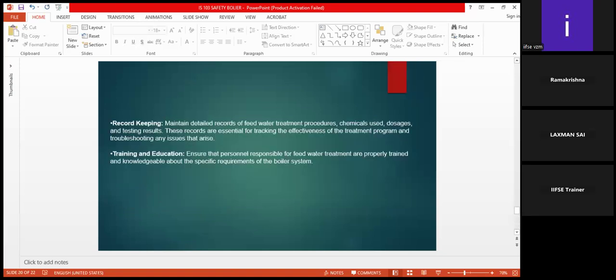Then record keeping again. Regarding the water treatment also, we have to maintain detailed records for the feed water treatments, because I can say this repeatedly: record keeping, because the boiler comes under pressure vessels. So these inspections happen at regular intervals. In case any accident happens, it will be catastrophic.